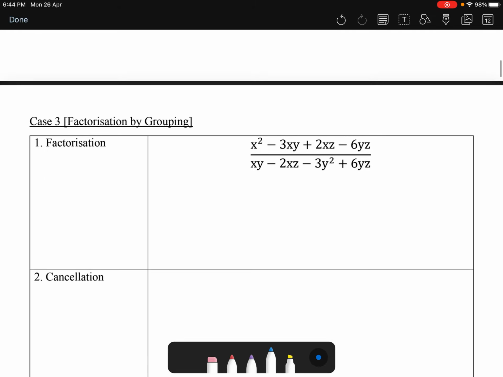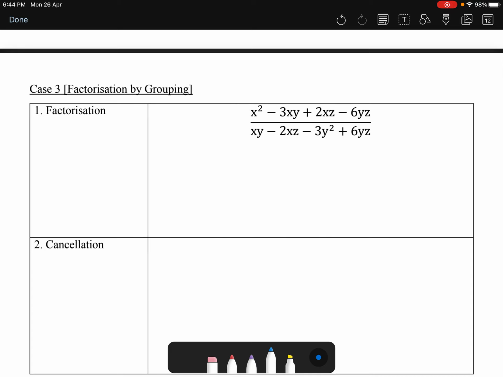Okay, so case 3. Case 3 is not so simple because we have a very complicated fraction. You look at the top. At the top, there are 4 terms. Whenever you see 4 terms, it most likely means you need to do factorization by grouping. So let's take a look at the top first. At the top, we have the first term, second term, third term, and fourth term. I group the first and second term together and the third and fourth term together, right? So group them together, group and group.